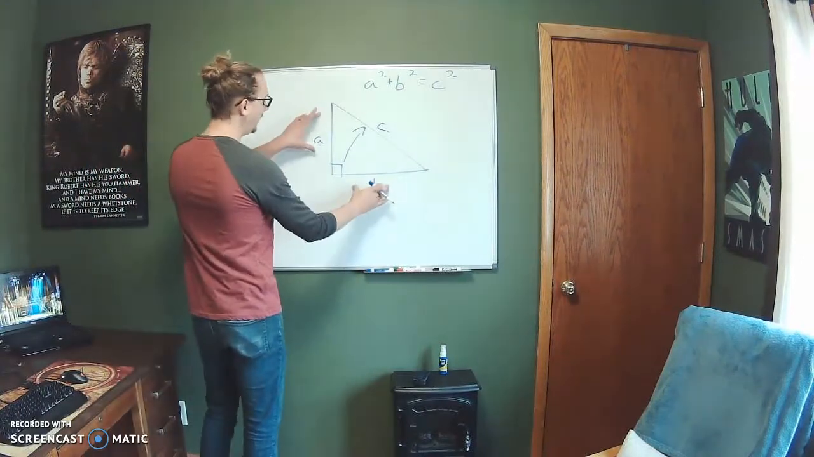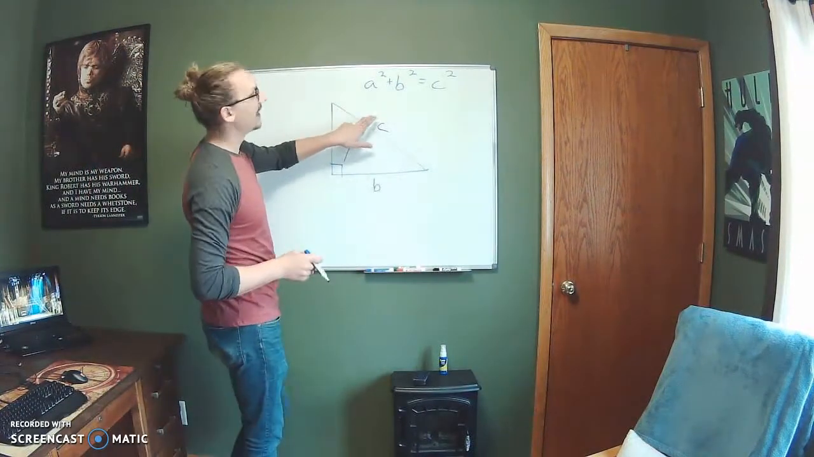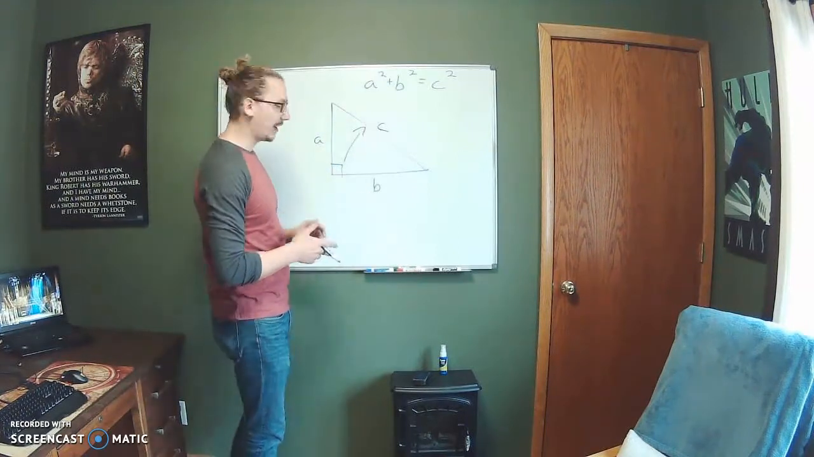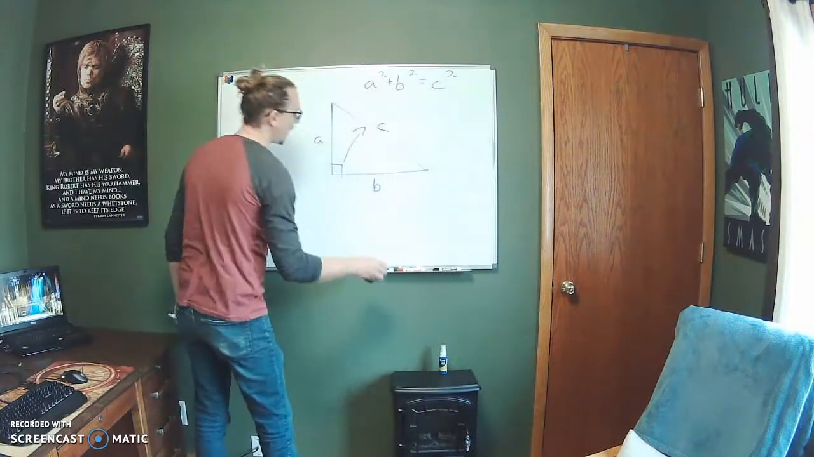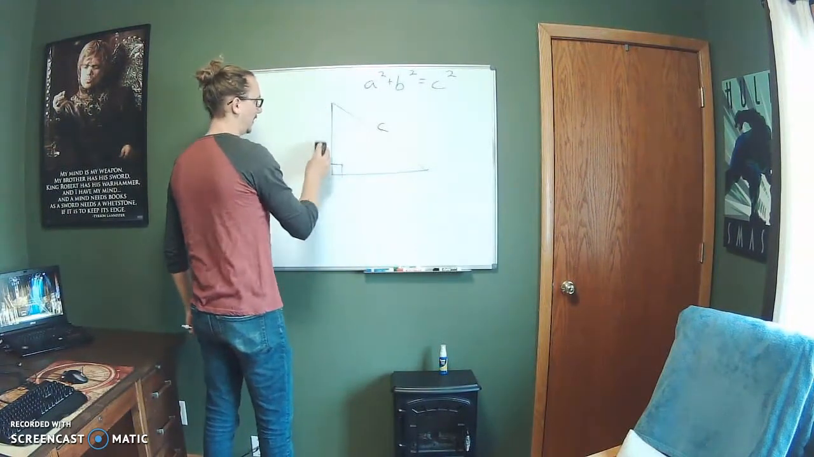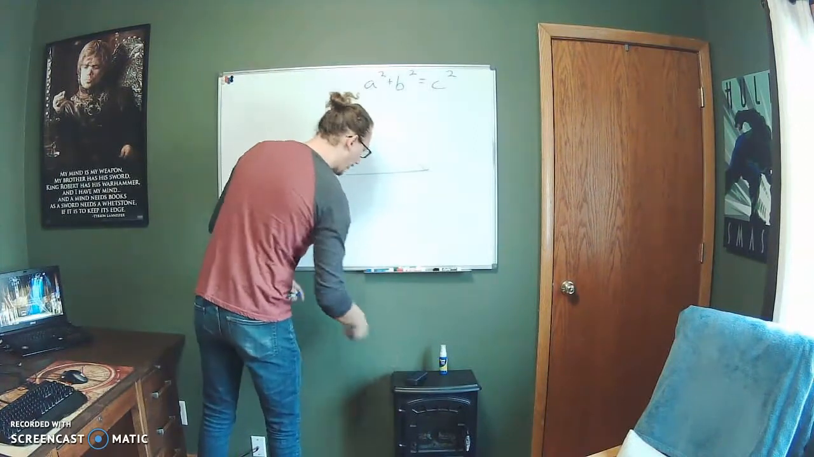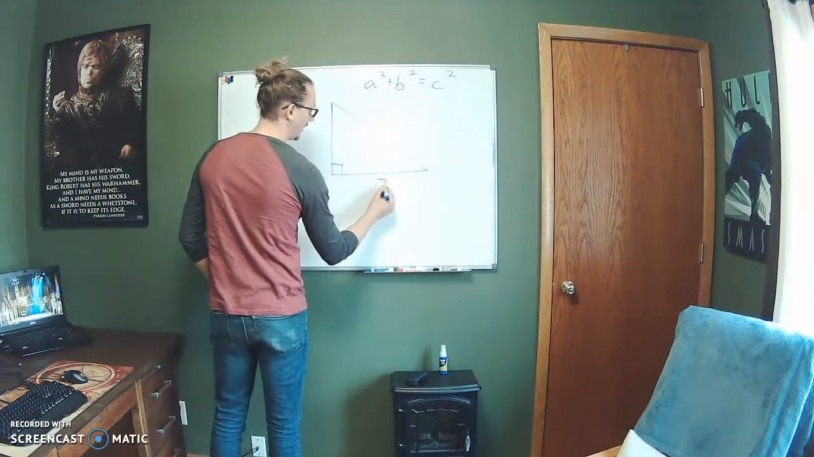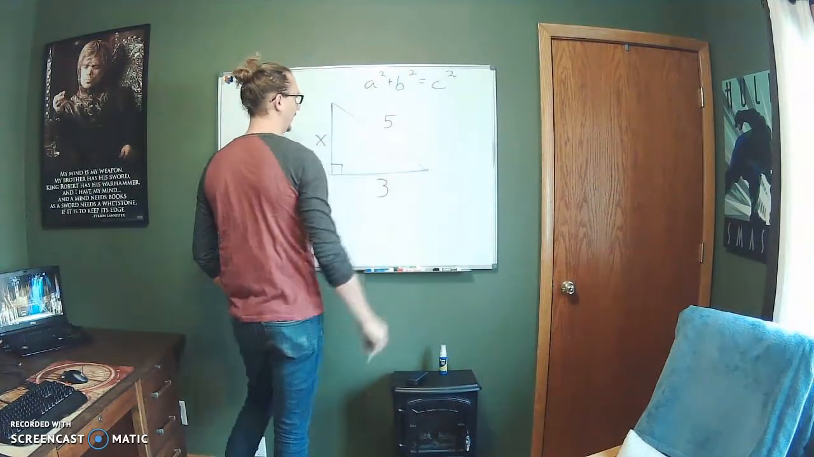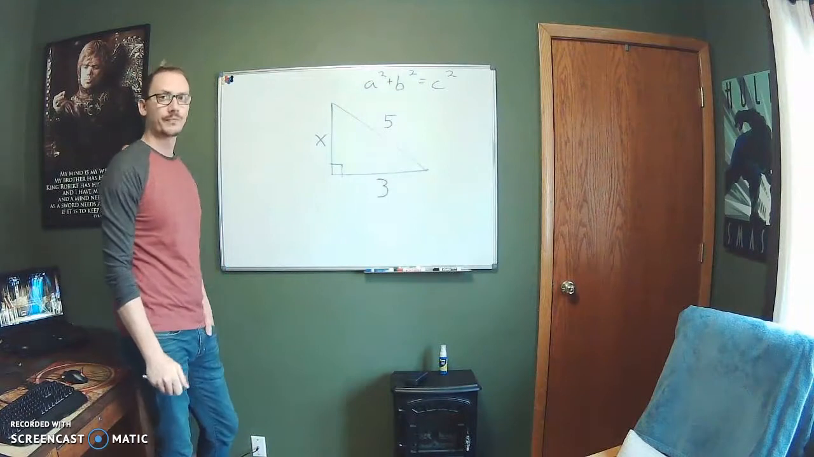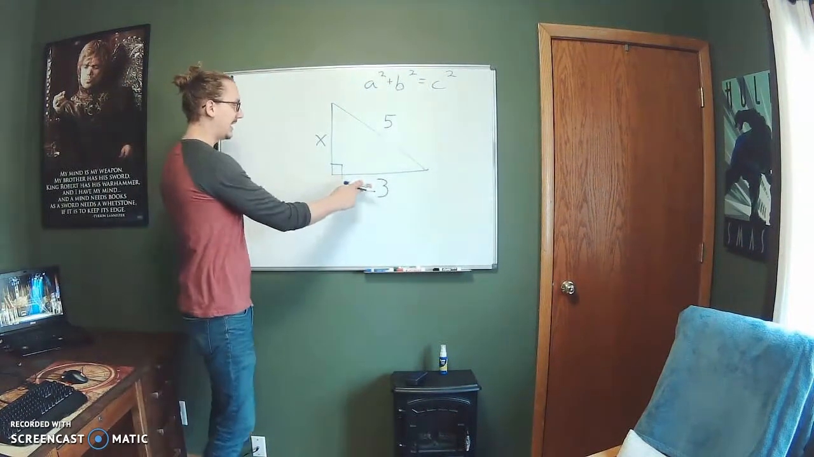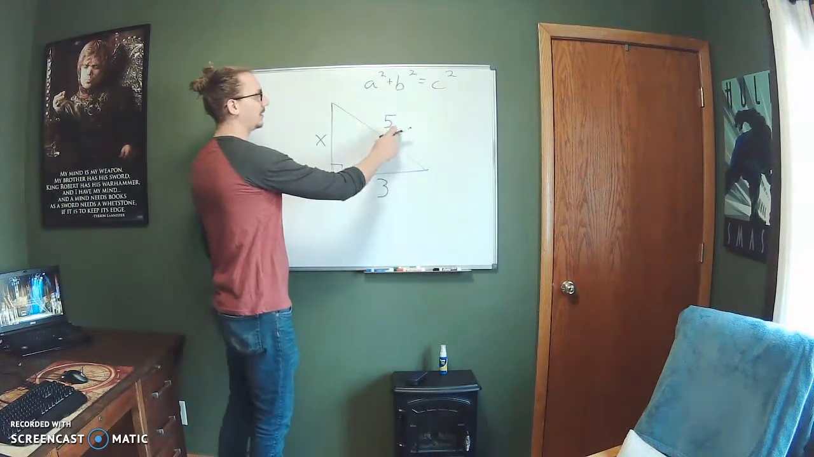Yesterday, I gave you a and b and asked you to find c. Today, sometimes I will be asking for a and b. Let's look at what a couple of those problems might look like. So let's do some erasing here. Let's go with a 3, an x, and a 5. So now we know that this is a leg, and this is the hypotenuse.